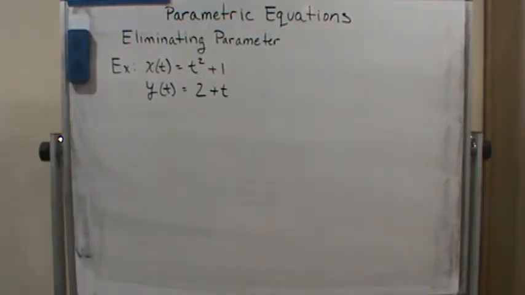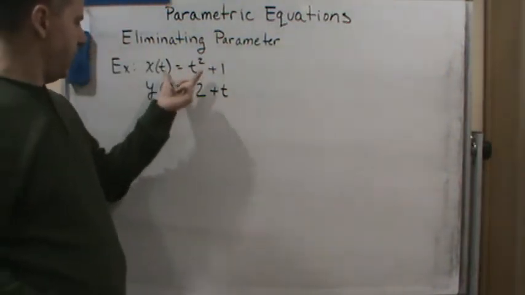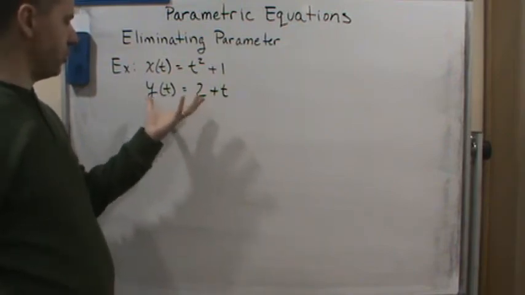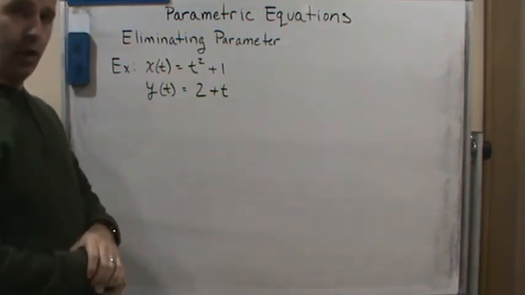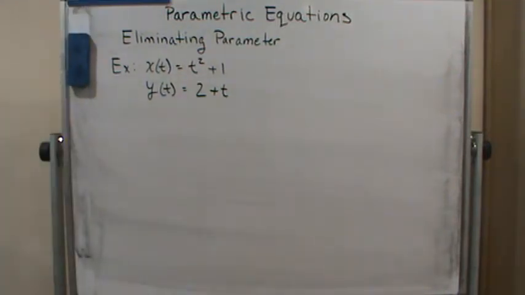And let's say we want to eliminate the parameter, meaning we want to take this pair of parametric equations and reduce them to a single equation with just x and y. So how do we do that? With polynomials, it's pretty straightforward. We can begin with the equation for y, and solve it for t.